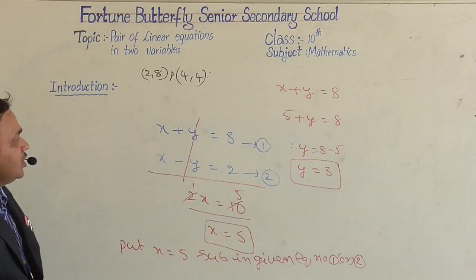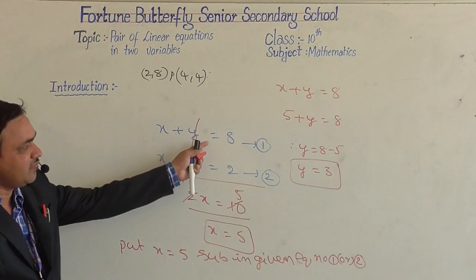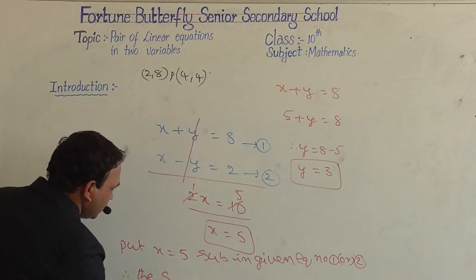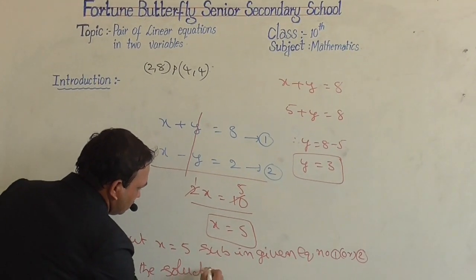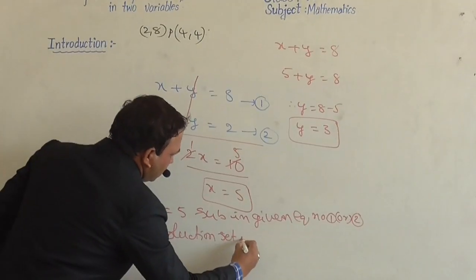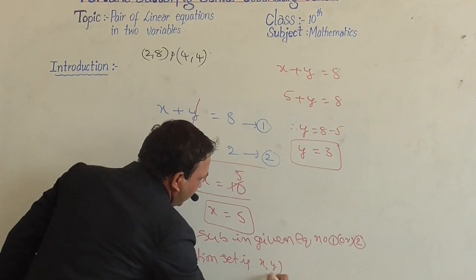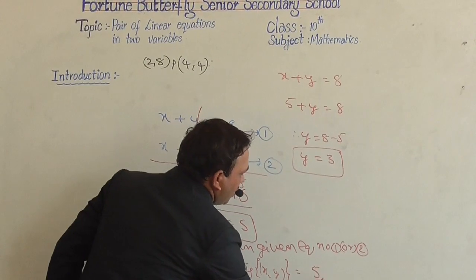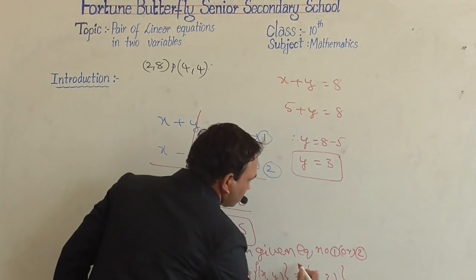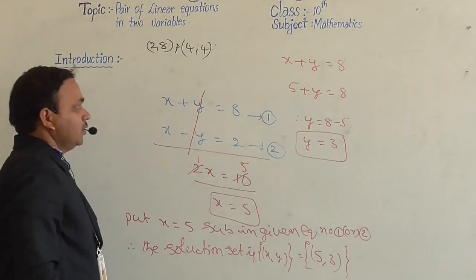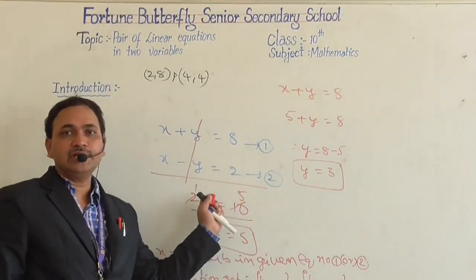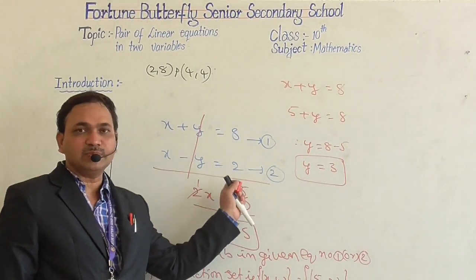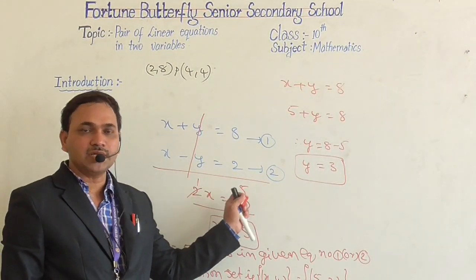So we got the solution set of the given pair of linear equations. Therefore the solution set x comma y is equal to 5 comma 3. This is called the elimination method. Besides this, the substitution method, cross multiplication method and reduced equation methods are also possible.